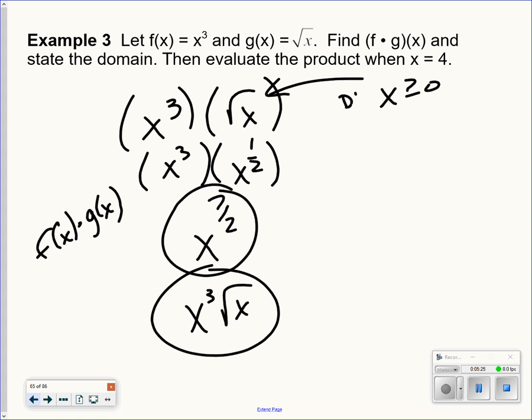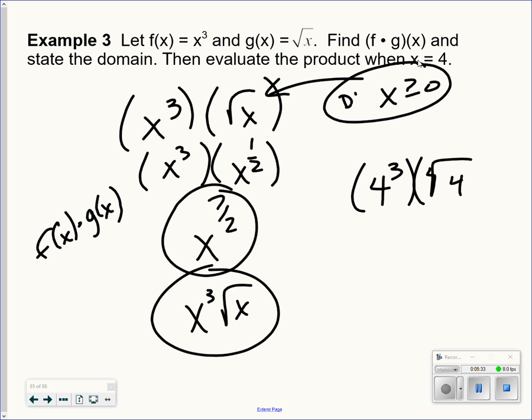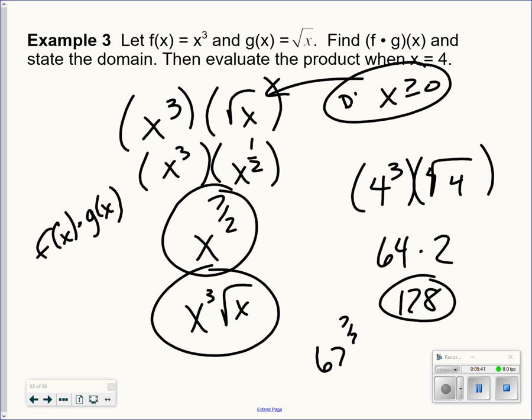Now they want me to evaluate when x is 4. So I want 4 cubed times the square root of 4. So 64 times 2, which is 128. It would be the same as if you did 64 raised to the 7 halves power. It would be the same as raising 4 to the 7 halves power. So that would also be 128.